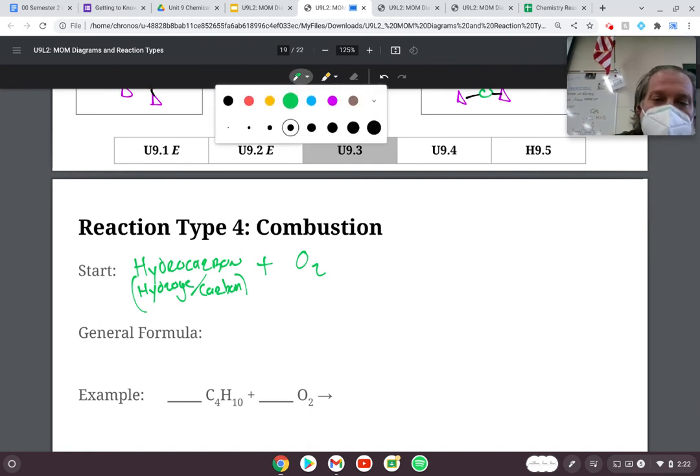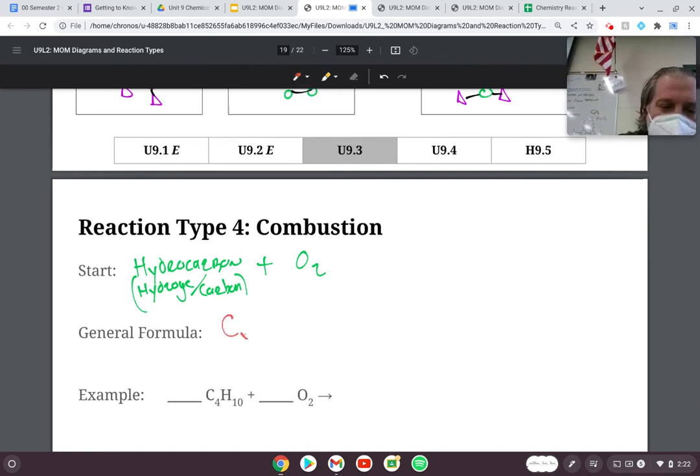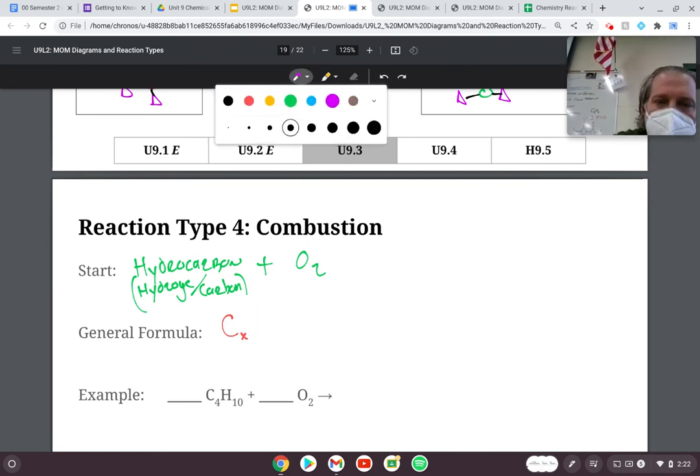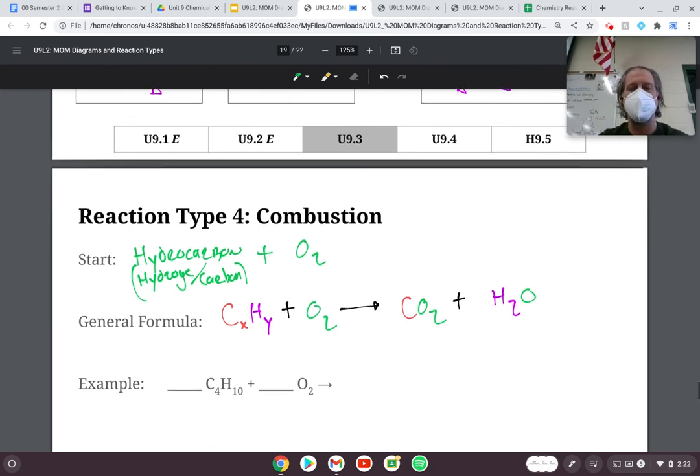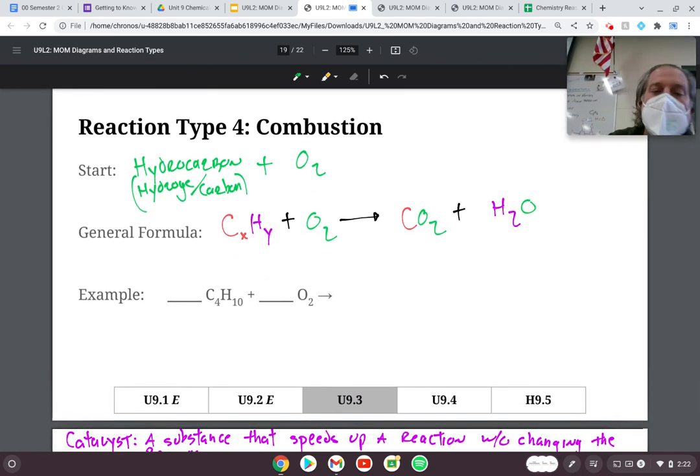Now, the generic formula template is going to be something like CxHy plus O2 will 100% react to form CO2 and H2O. Now, that's my generic template, and I'm going to use that template to figure out the rest of my life here in this particular reaction.